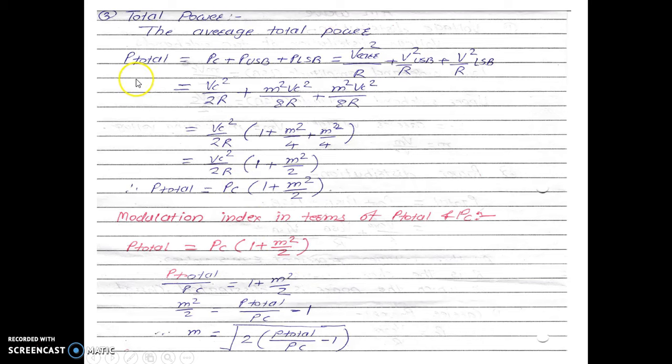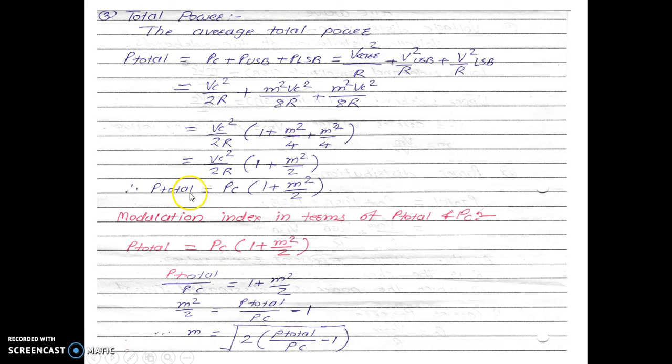Now see the total power. P total is equal to Pc plus P USB plus P LSB. Put in all the values. It becomes Vc square divided by 2R plus m square Vc square divided by 8R plus m square Vc square divided by 8R, which equals Vc square divided by 2R in brackets 1 plus m square by 4 plus m square by 4. It becomes Vc square divided by 2R in brackets 1 plus m square by 2. Therefore, P total is equal to Vc square by 2R, which is the carrier power, times 1 plus m square by 2.